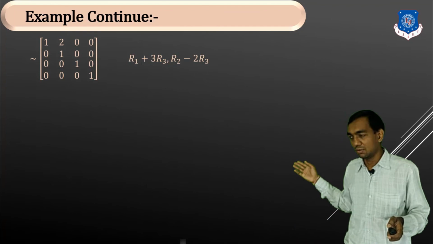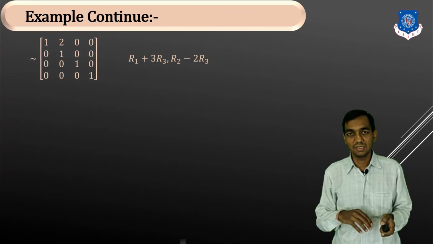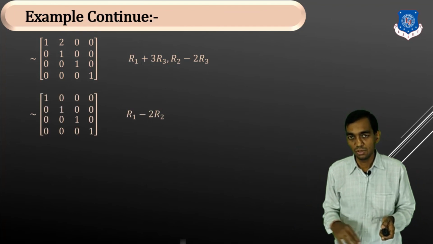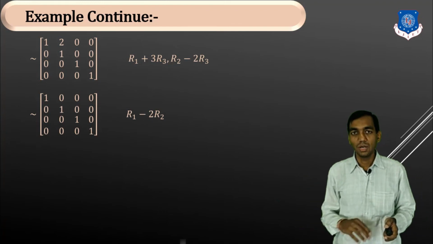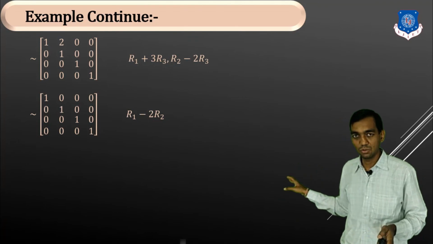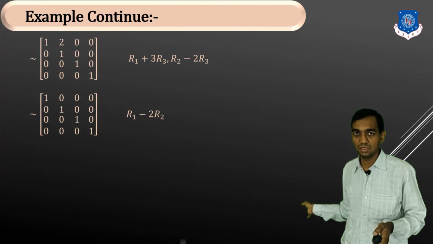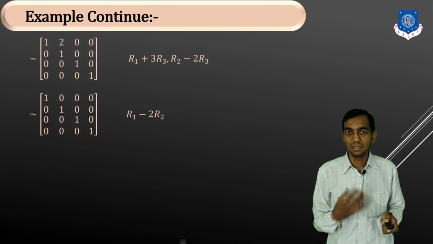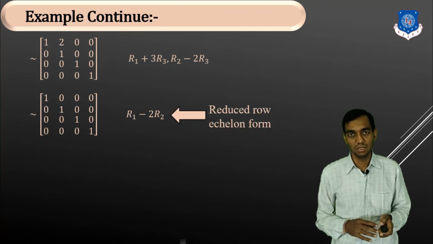And again, using the second row, we are going to make the second entry of the first row equal to 0. That means R1 minus 2 R2, and that will give 1, 0, 0, 0, 0, 1, 0, 0, 0, 0, 1, 0 and 0, 0, 0, 1. And this is your required reduced row echelon form.